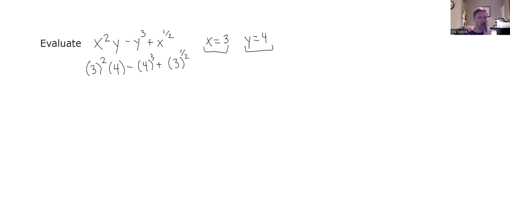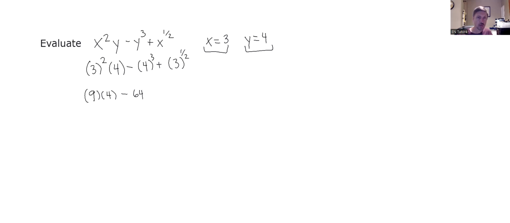Now that we've gotten our numbers plugged in, this just becomes a problem where we have to remember our order of operations in order to find the correct answer. And in the case of powers and multiplication and addition, subtraction, we need to start with the powers. So we'll work on that first. 3 squared is going to be 9. Minus 4 cubed, that's 4 times 4 times 4, so that's going to be 64.